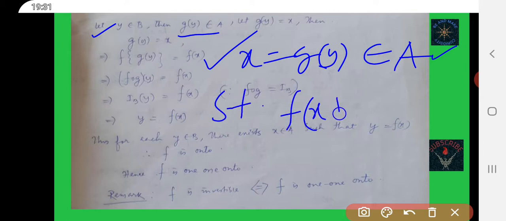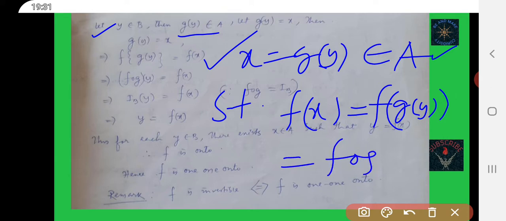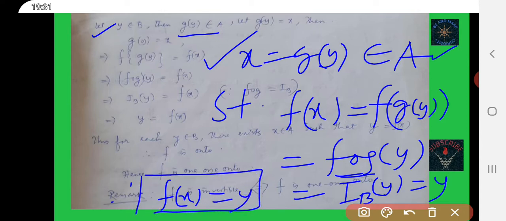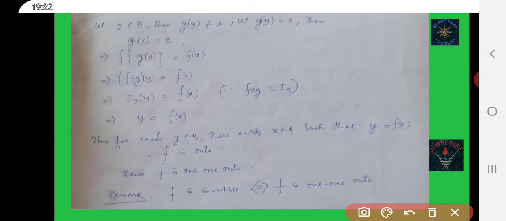f of x is equal to f of g of y, that is equal to f o g of y, and f o g you know already is I_B, so I_B of y is equal to y. So we get f of x equal to y. So if y belongs to B, there exists x in set A such that f of x equals y. So the function f is onto.